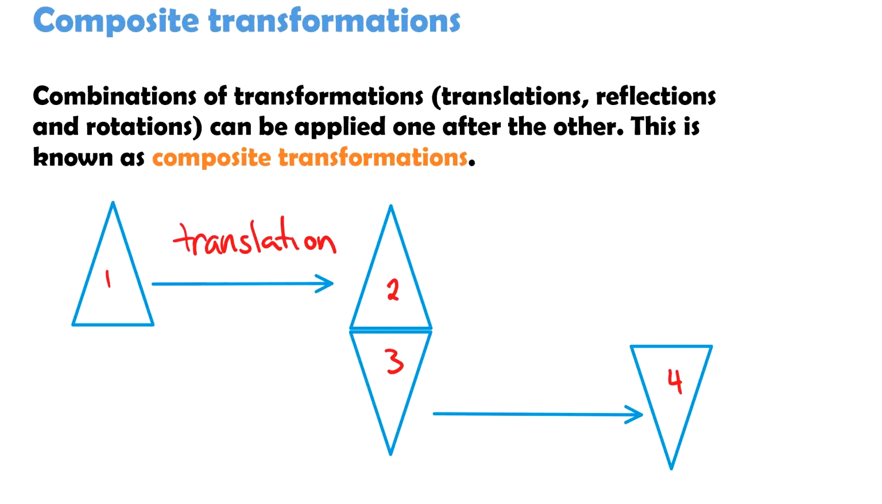The next one is we have a reflection, and you can tell it's a reflection because if I draw a dotted line here, it's been reflected across there. So that's reflection going from 2 to 3. And then the next one, again, we're sliding again. So this is a translation. As you can see, multiple transformations have occurred. We went from a translation to a reflection to another translation.